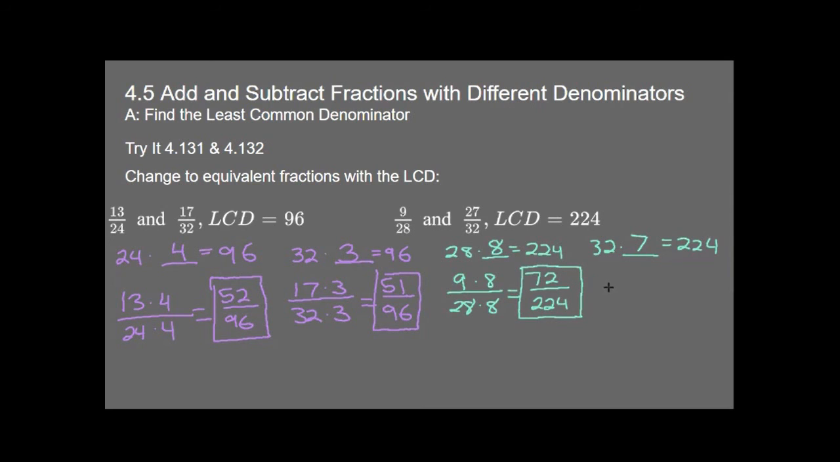And then I'm going to multiply 27/32 by 7 on the top and the bottom, and that comes out to 189/224. So that is an equivalent fraction to 27/32 with a denominator of 224.